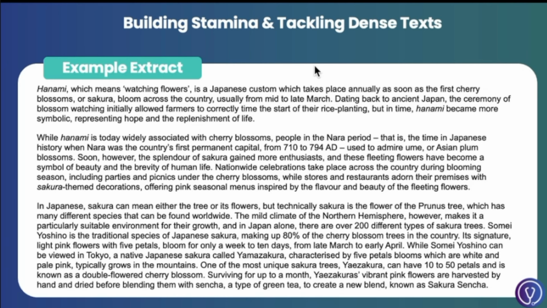So at the top is an introduction to what we're going to be talking about, and the last paragraph details biologically about the flowers. And then if you go through the middle quickly, that's widely associated with cherry blossoms. In the Nara period, we're talking about a little bit of history there from 710 to 794. Used to admire ume or Asian plum blossoms. Soon, however, the splendor of sakura, fleeting flowers become a symbol of beauty, blah, blah, blah. So we've got a general idea of what's going on, and it should generally give you an understanding of where to find the information for the questions that you're given for each text.